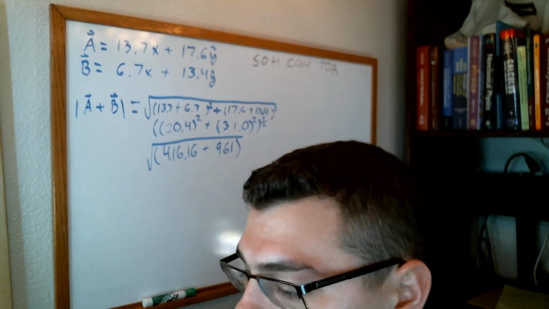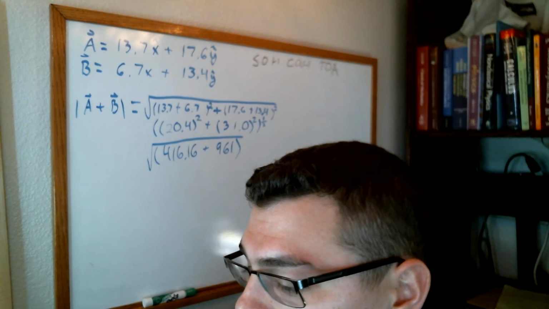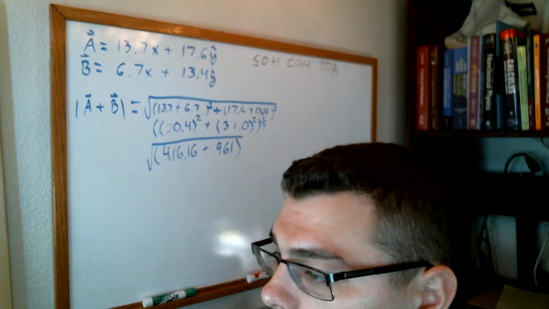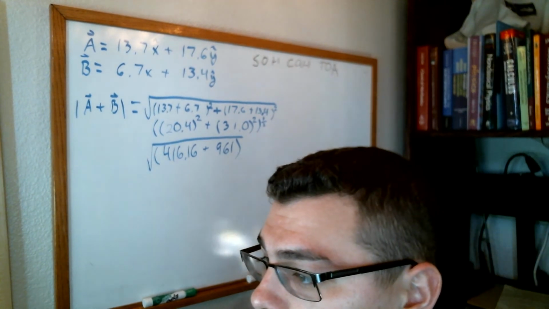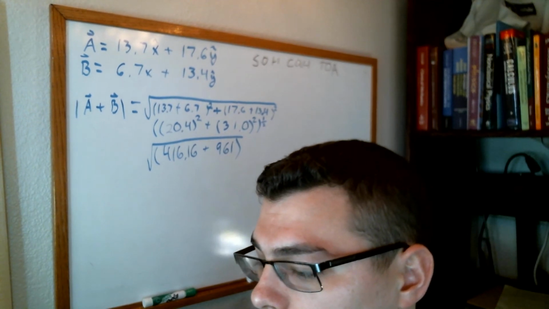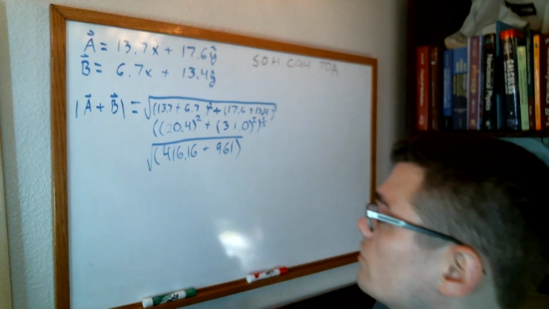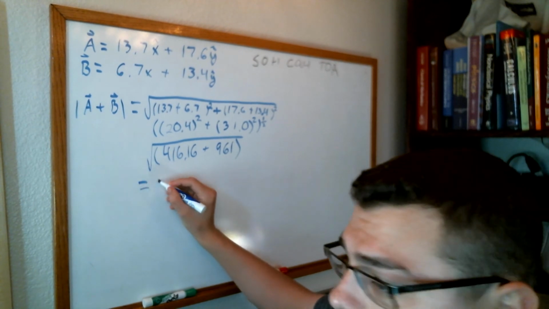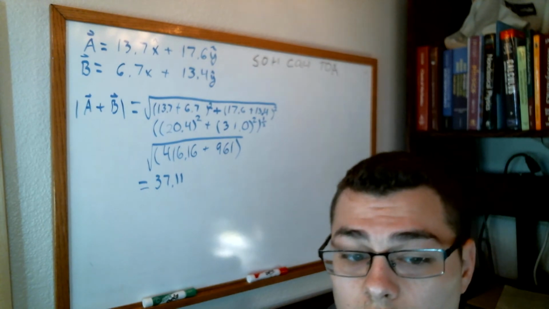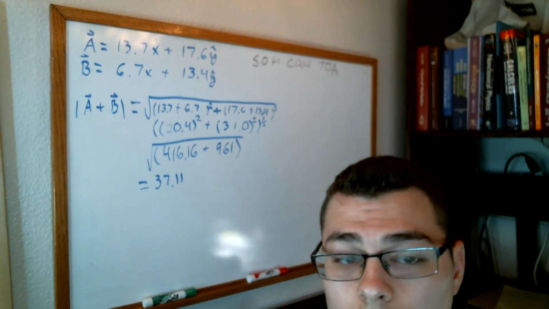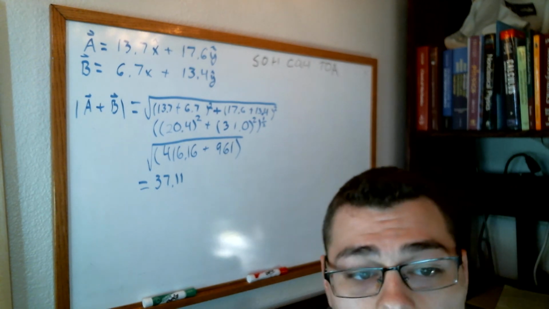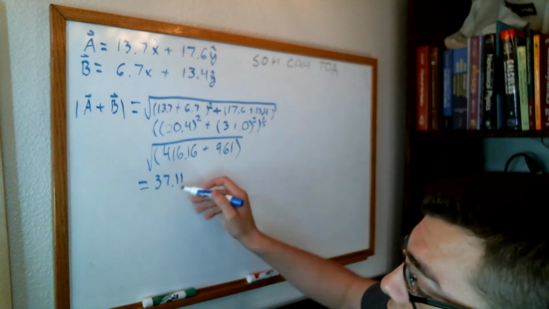So 416.16 plus 961, and then I want to take the square root. So this square root is going to be equal to 37.11. And that's going to be the length of our vector here. Now notice I haven't assigned any units to anything, so I'm not keeping track of any of that. But say these were in meters, then this would be in meters too.